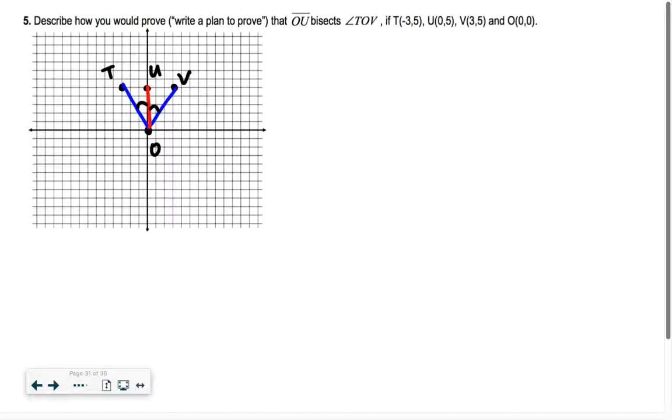SSA. No, not that one. That's a bad one, right? SSA. AAS, angle, angle, side. So there were 4. So we had side, side, side, side, angle, angle, angle, angle, side. What's the 5th one? The one that I said. HL. So HL, there's 5. So could we do one of those? I don't know. We probably could.